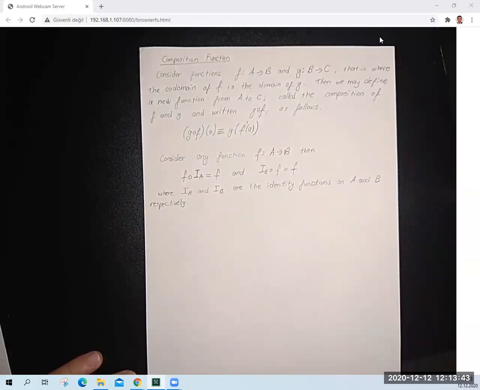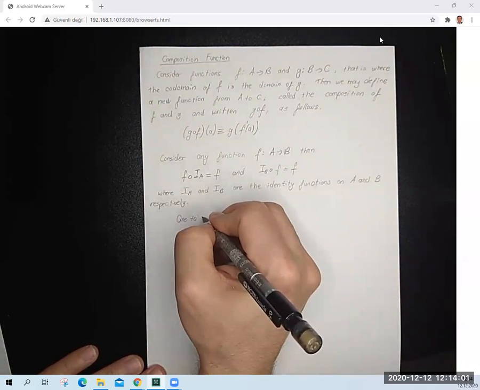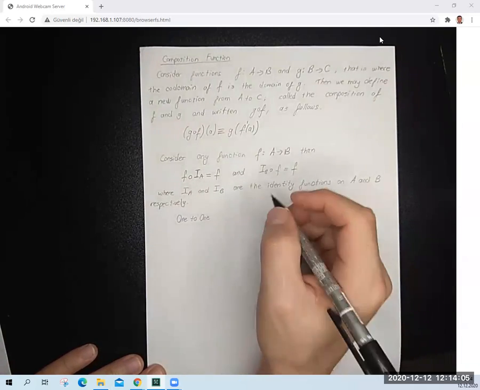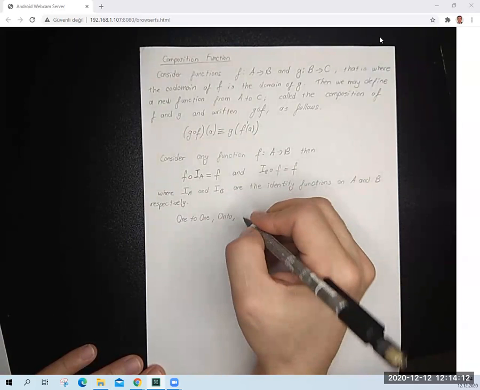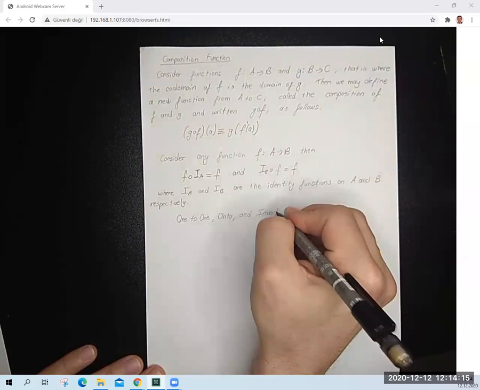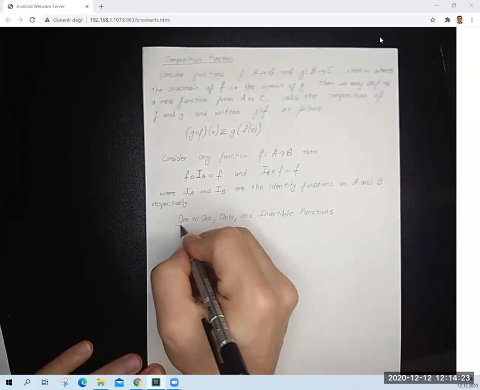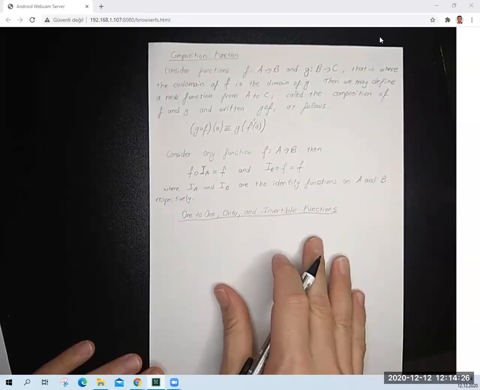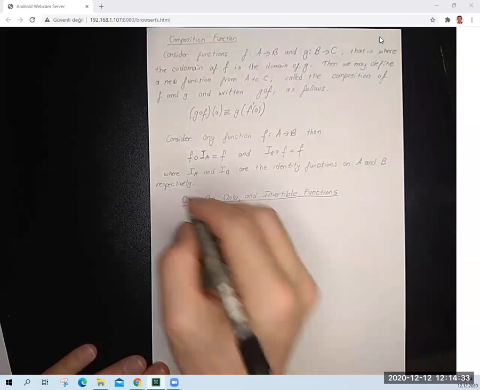Okay, there are some properties or kinds of classification of functions. Let's write these as one-to-one, onto, and invertible functions, as a title, and let's write those step by step.